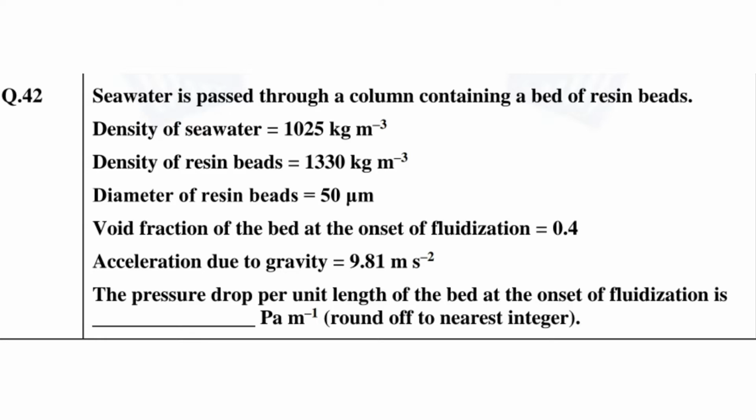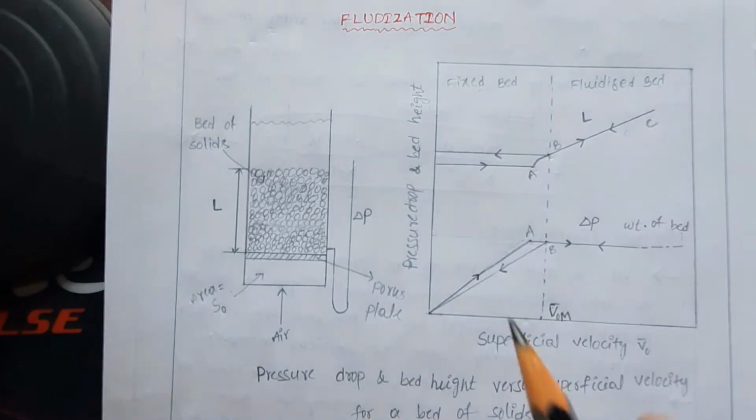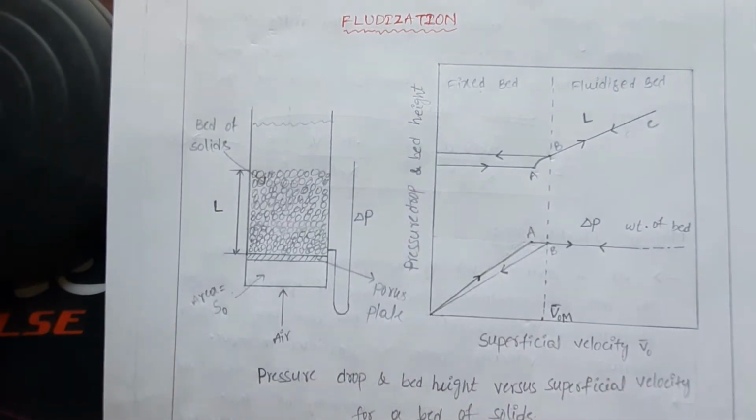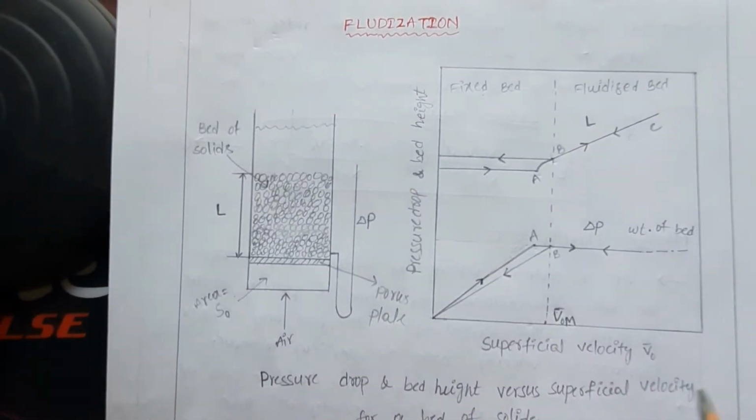This is a 2-mark fluid mechanics question from the year 2021 GATE question paper. Please read the question very carefully and identify what is given and what we have to find out. So we will see the concept now, then we will go for the problem solution. If you are well aware of the concept, you can skip the concept explanation part and go directly to the problem solution. So this problem is related to the fluidization concept. So we will see the concept.